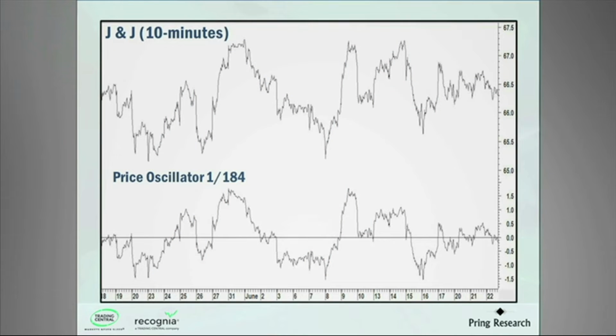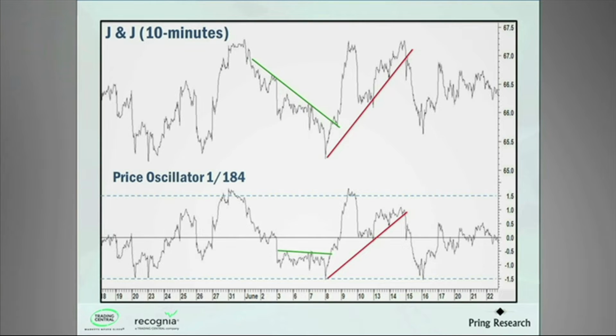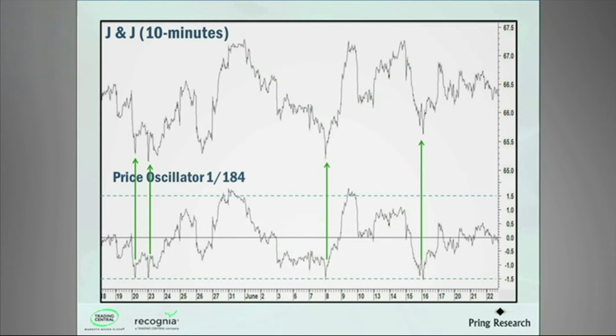Second, because of that fact, the series lends itself to trendline construction. Here's a bullish setup, and here's a bearish one. I can also introduce some overbought and oversold parameters at plus and minus 1.5. Once again, here are the unconfirmed buy signals, and here are the sells. Some of these can be confirmed by the price, like this buy, and finally this sell.